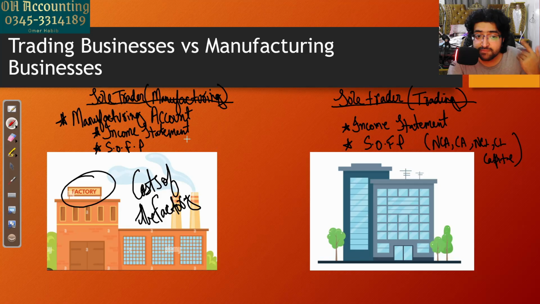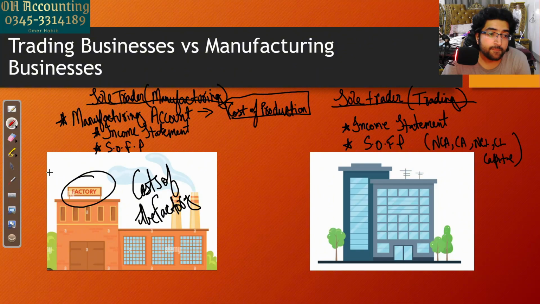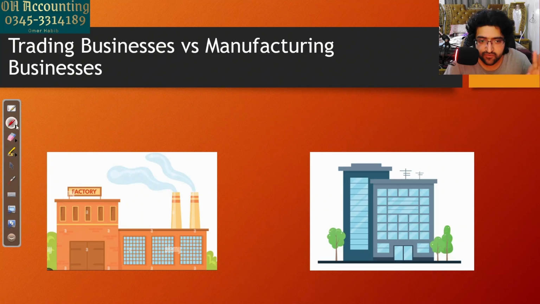What is calculated in the manufacturing account? All the costs relating to the factory. So in simple words, we call it cost of production, cost of manufacturing goods, right? Cost of production. The cost that you had to incur in order to make the products. So cost of production, simple. This is what we calculate in the manufacturing account. So there is an extra statement. Now, let's move on to types of expenses in a factory. We have two types of expenses, direct expenses and indirect expenses. Let's move on to the next slide.